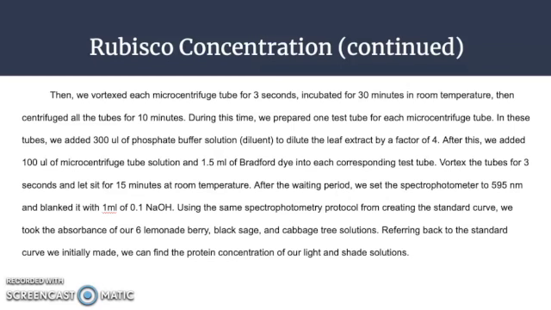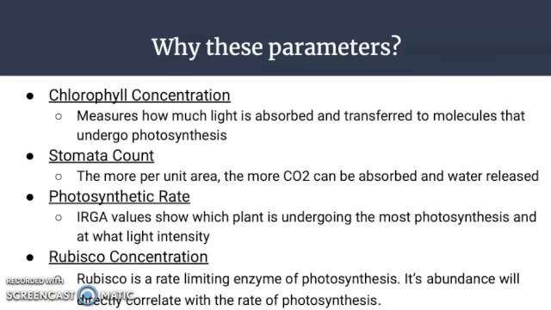After grinding the leaves, we vortexed them for 3 seconds and we incubated them for 30 minutes at room temperature, then centrifuged all the tubes for 10 minutes. During this time, we prepared 1 test tube for each microcentrifuge tube, and after that time had passed, we used the same spectrophotometer protocol from creating the standard curve to take the absorbance of 6 lemonade berry, black sage, and cabbage tree solutions.